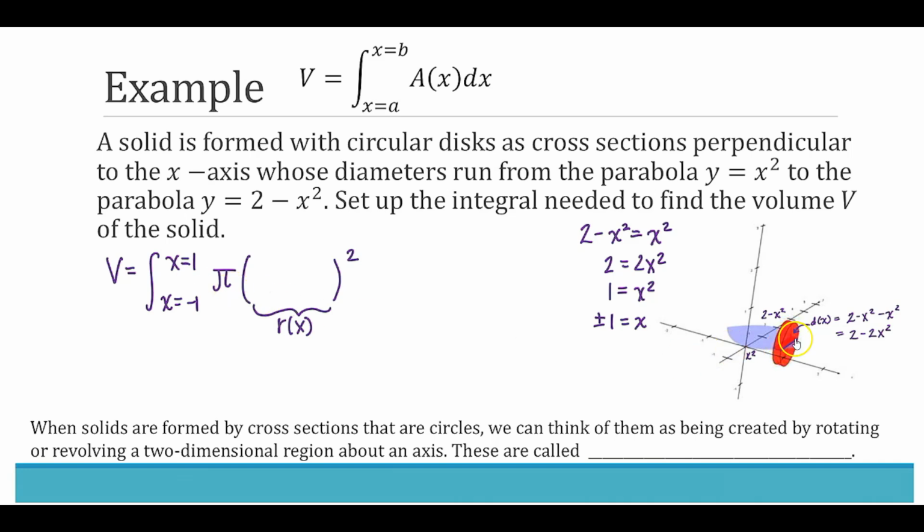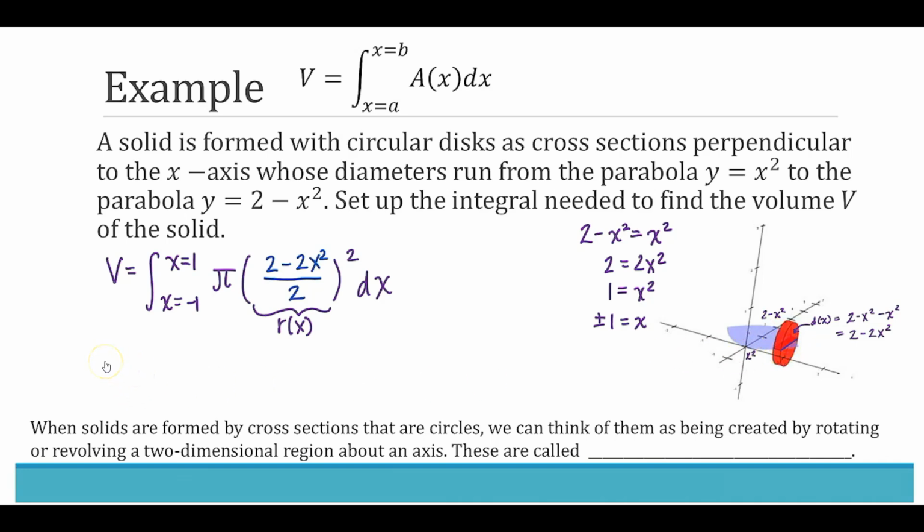Well, here we found that this was going to end up being the diameter. So the diameter, 2 minus 2x squared, is going to have to be cut in half to find the radius. So my radius is going to be 2 minus 2x squared over 2. And then we have dx. We want to make sure that we're all the same variable here, our limits of integration and our integrand and our differential. So this is going to be the integral needed to find the volume of this particular solid.